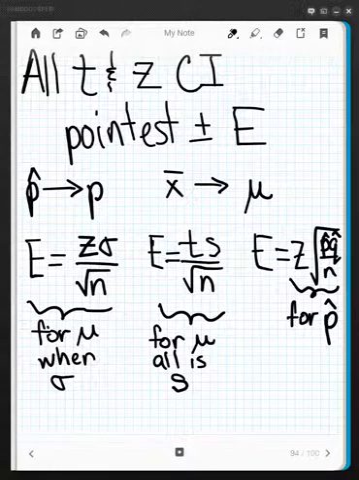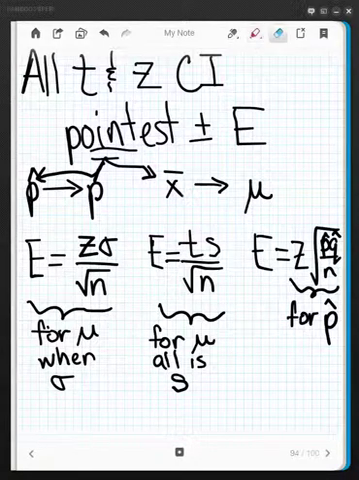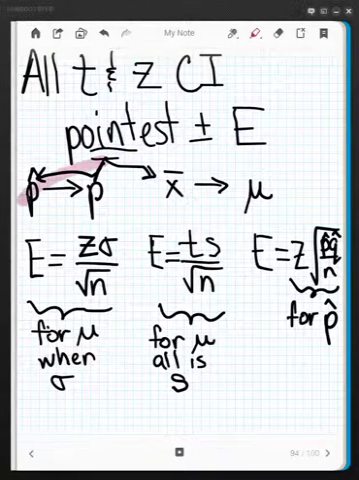So you see these all look similar. They all look like my point estimate, and my point estimate is either p hat or x bar, right? Those are our point estimates. So point estimate plus or minus the margin of error, and these are what our three margins of error are going to look like.